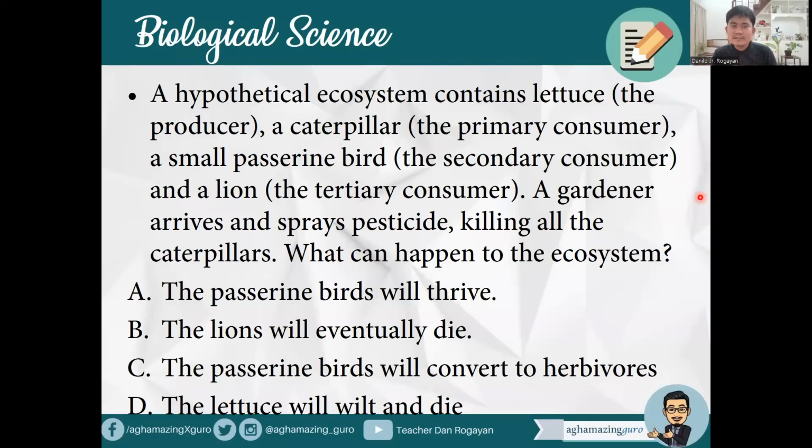So, nakita natin dito yung tinatawag natin feeding relationship, no? The trophic levels. So, we have our producer, the lettuce, then caterpillar, small passerine bird, then lion. Sabi, a gardener arrives and sprays pesticide, killing all the caterpillars. And you know that the caterpillar serve as the primary consumer in this food chain. Or we call this as food chain, right? Because this is only one-way feeding relationship.